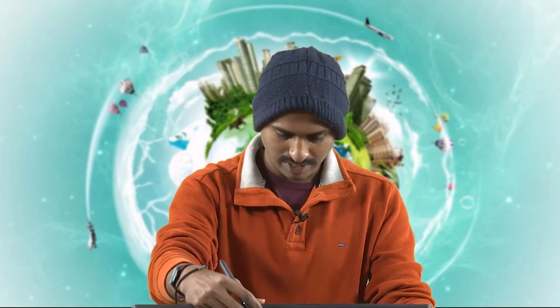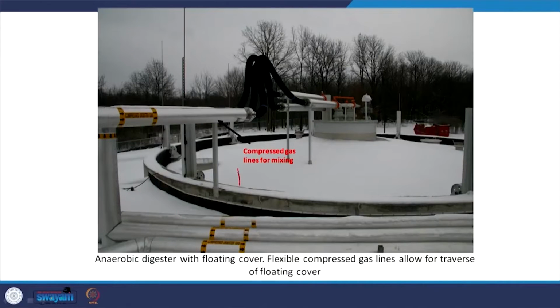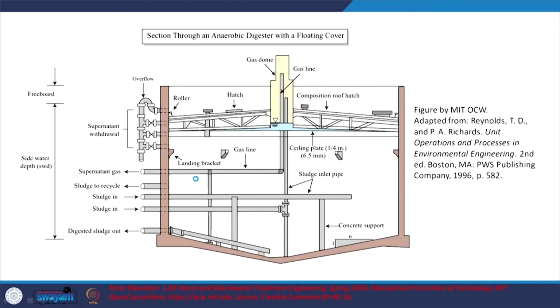So, let us look at one anaerobic digester. Here it is a floating cover, it can move up and down. Here they have compressed gas lines for mixing. This is the anaerobic digester, and it is underneath the ground here. That is one aspect to keep in mind. This cross section was provided by MIT OpenCourseWare from Reynolds, if I am not wrong. Yes, from Reynolds' book. So, let us see what we have.